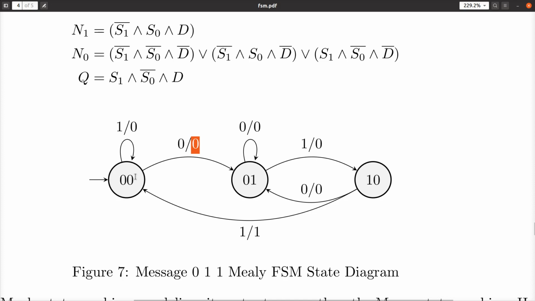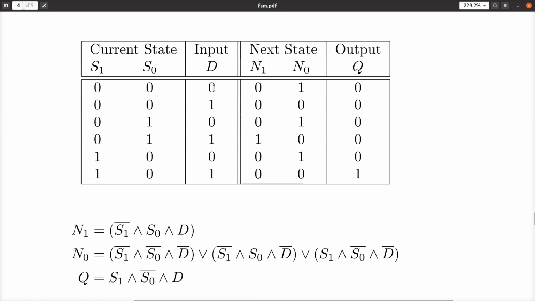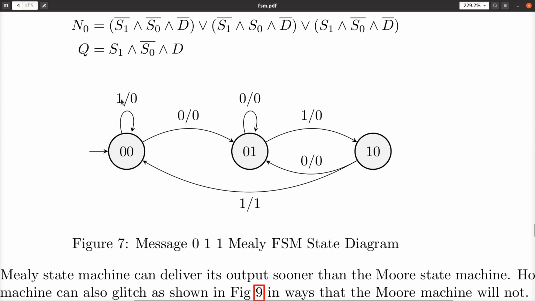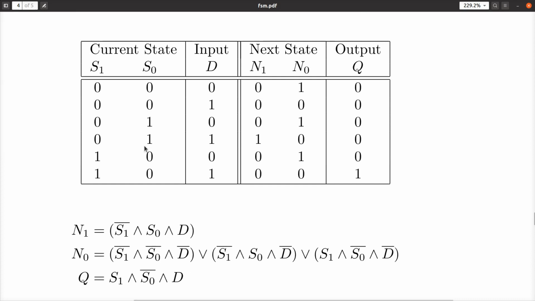All right, so let's look and see what's going on up here. State 0 and I got an input of 0. My next state should be a 1, okay? And the output should be 0. If I'm in state 0 and my input's a 1, I need to output a 0 and I need to stay in state 0, okay? So here's state 0 with an input of 1. I stay in state 0, and output is 0. Perfect. So far, so good.